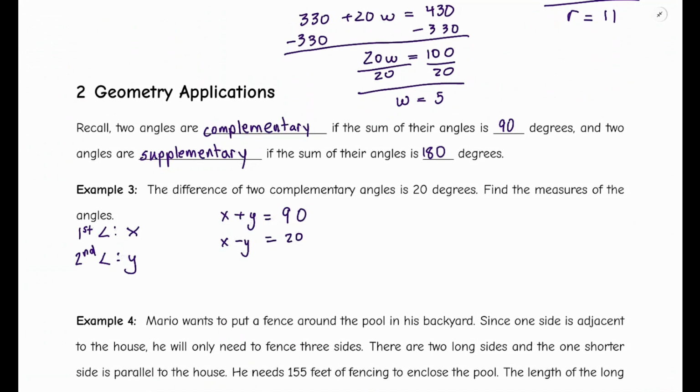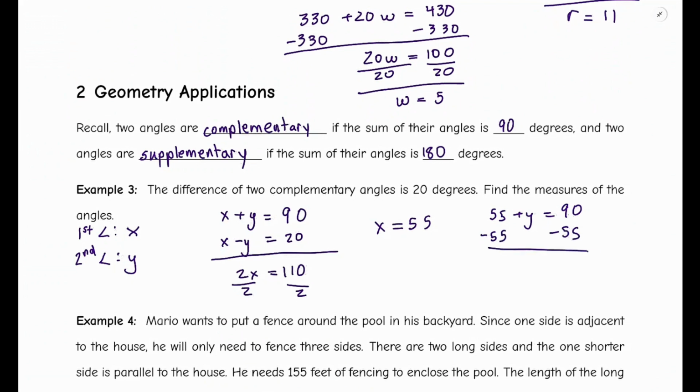Well, this one is particularly useful for elimination because the y's already match. I'm just going to add them together and get 2x equals 110. Divide by 2, and get x equals 55. Plug that into one of the equations. I'm going to plug it into the first one. So we get 55 plus y equals 90, and we get y is equal to 35. So our first angle was 55 degrees, and our second angle was 35 degrees.